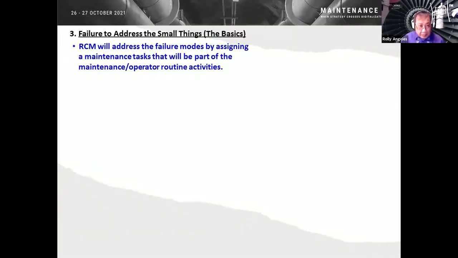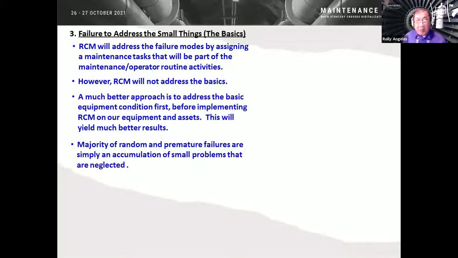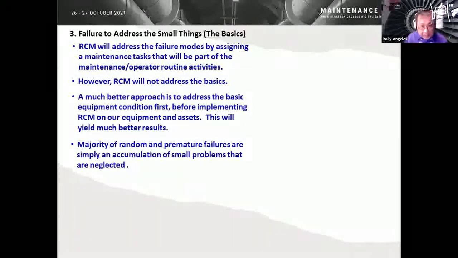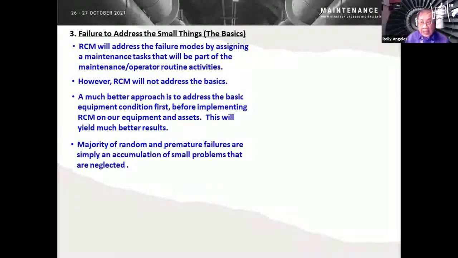However, if we talk about the basics, meaning your equipment lacks bolts, your equipment is too dirty, the people do not understand what lubricant to use, RCM will not address this. A much better approach will be to address the basics first, the basic equipment condition, before implementing reliability-centered maintenance on our equipment and assets. This will yield much better results.